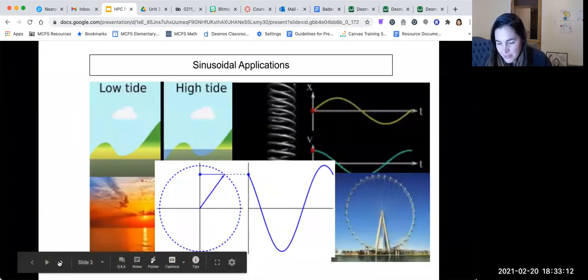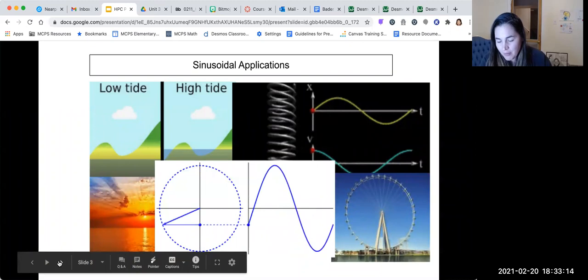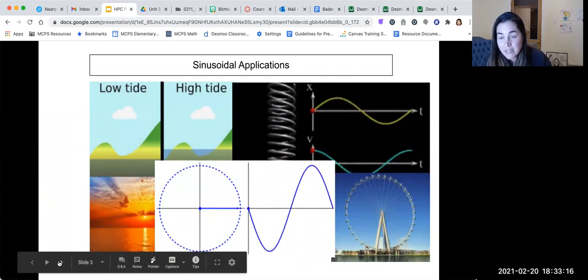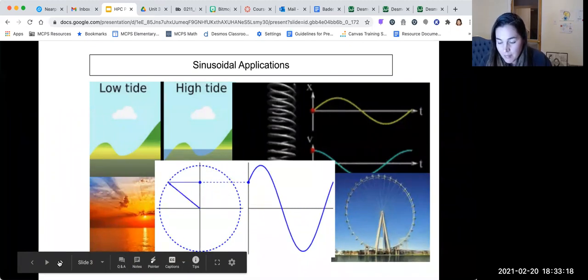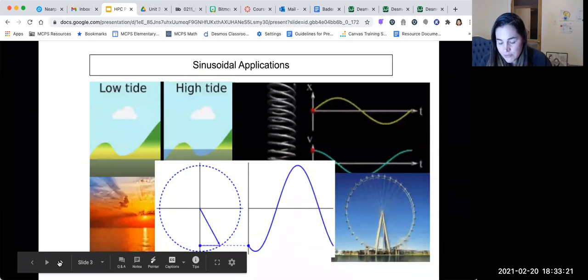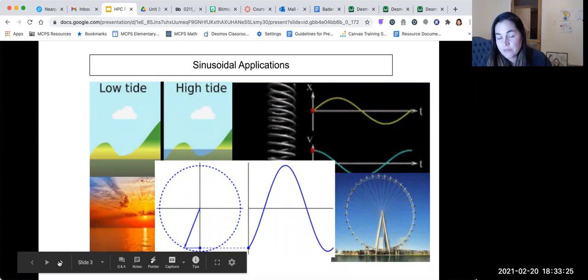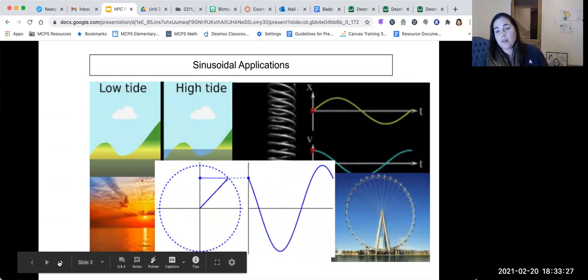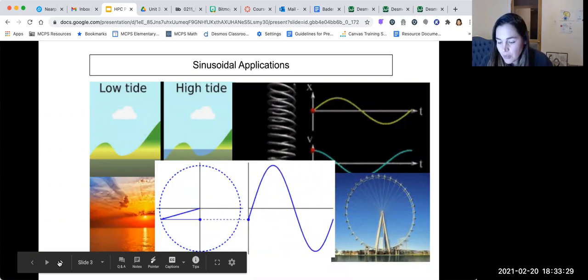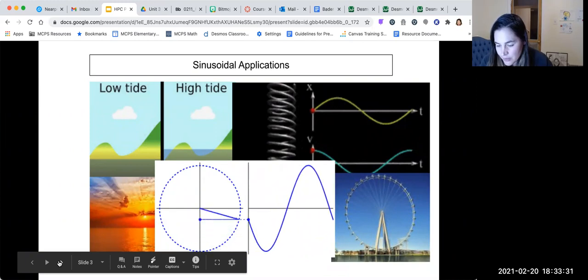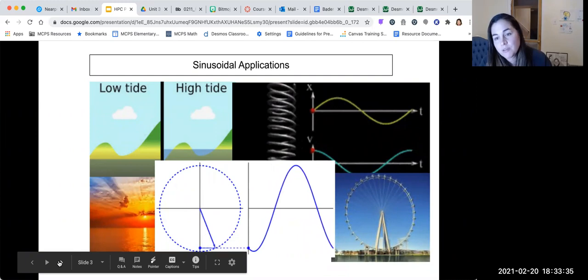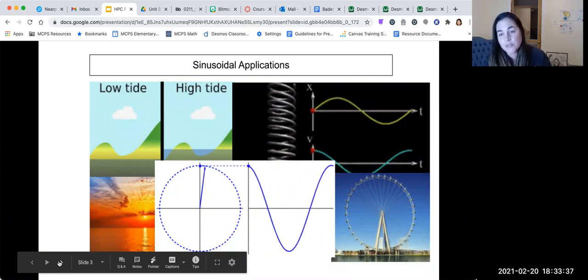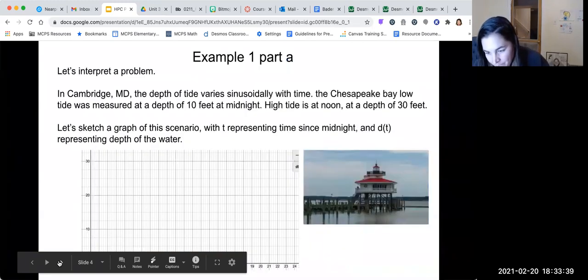All right, so I just want to frame the learning about sinusoidal applications. There are a ton of them: tides, motion of springs, wheels, sunrise, sunset, rates of change of daylight, and we're going to look at a couple of them today. And then there's a little GIF just showing how the unit circle and trig values are connected to sinusoidal functions. All right, so we're just going to go ahead and get right into it.